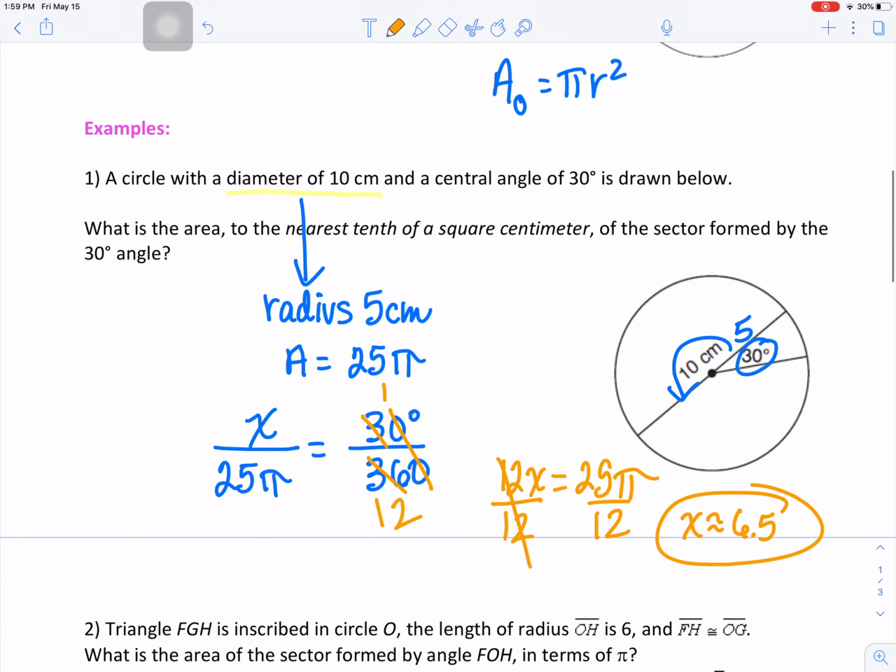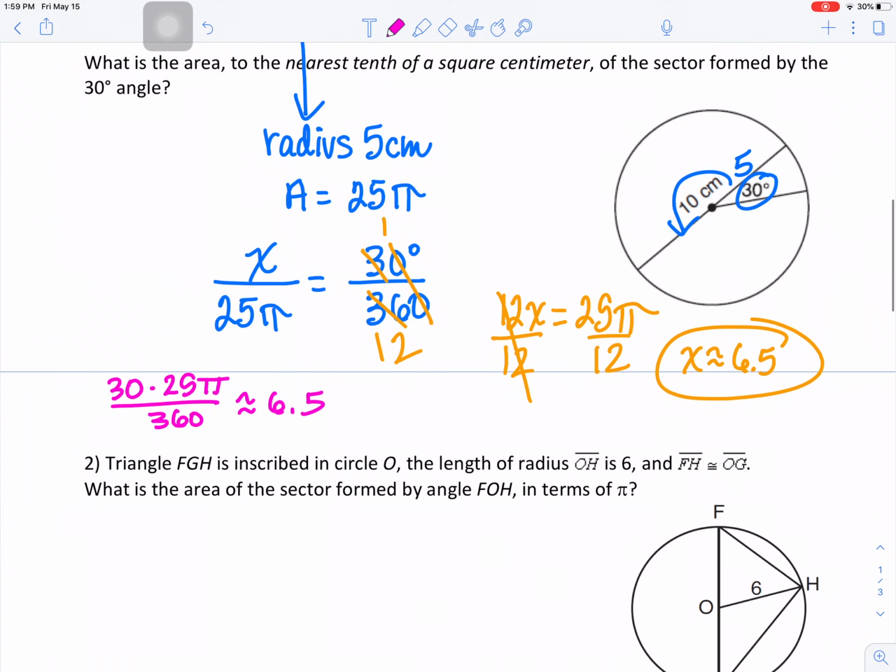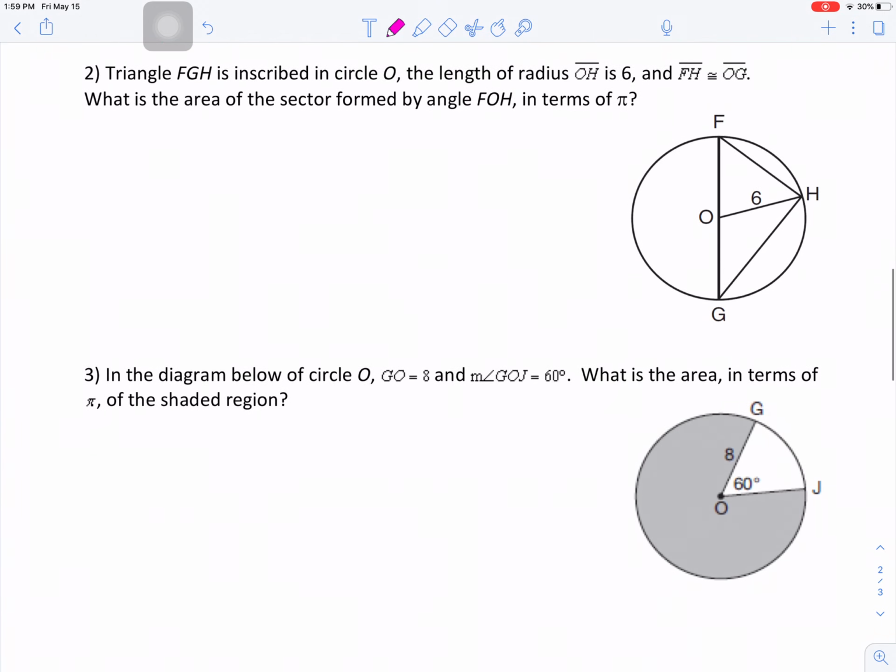Okay. Now, if you didn't like that shortcut and you want to do the whole way out, if you do 30 times 25 pi divided by 360, you're going to get 6.5 rounded to the nearest tenth. You're going to get the same value, okay? So you could do the shortcut just to shorten things up for yourself if you like.